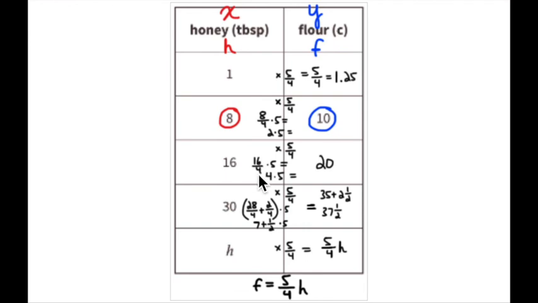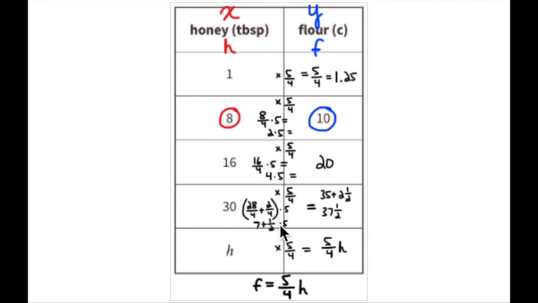16 divided by 4 is 4, times 5 is equal to 20. When you get to 30, that's a little bit more interesting, because it's useful to break up the 30 into two numbers, one number that can be divided by 4, and then the rest. Well, that's 28 divided by 4, which is 7. And then what's left over is 1/2. 2/4 is the same as 1/2.